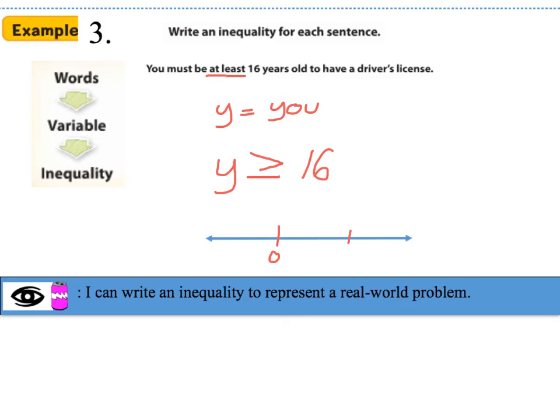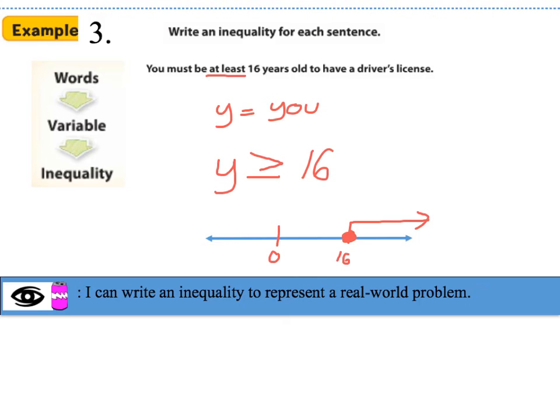So I'm going to have a 16 on the right-hand side of 0. Put a solid dot on 16 because now we're dealing with a greater than or equal to symbol. And I'm going to shade everything to the right of 16, which means anything from 16 and above could be a solution. Anything to the left of 16 cannot be a solution.